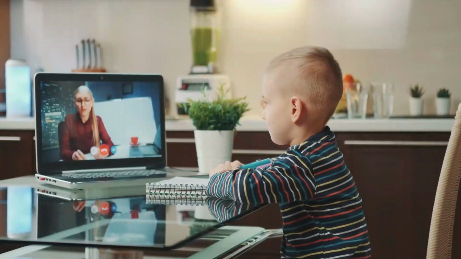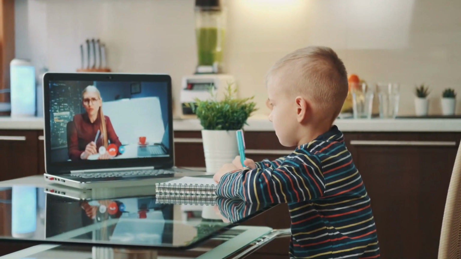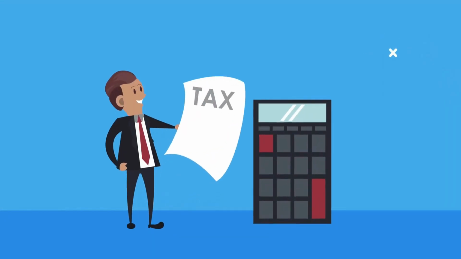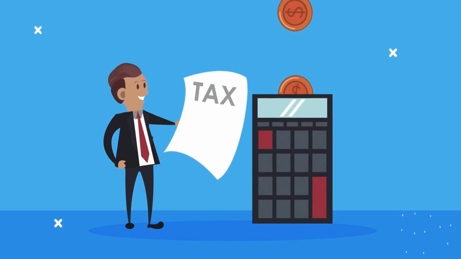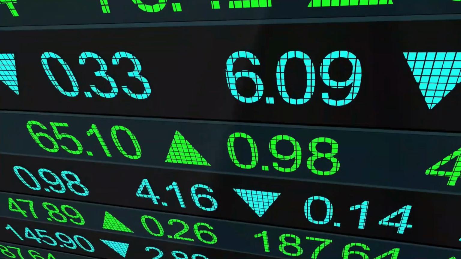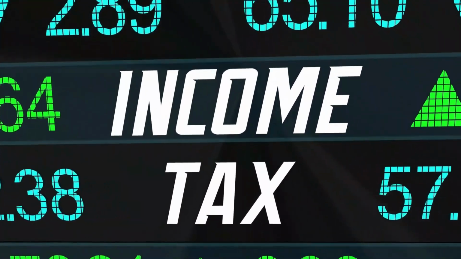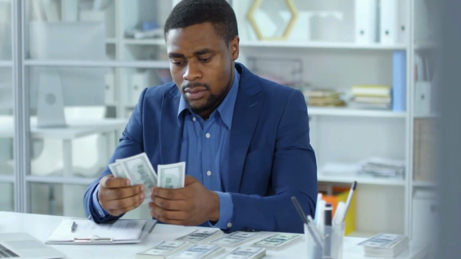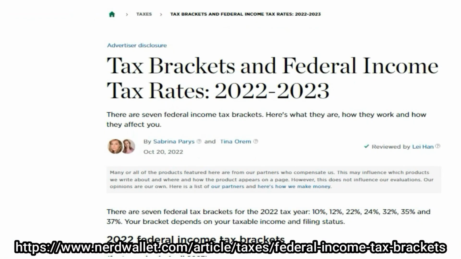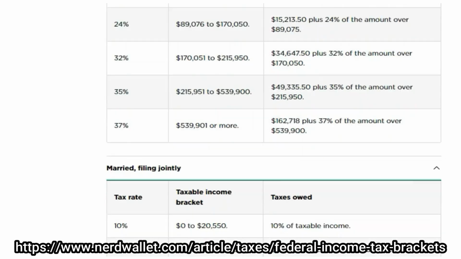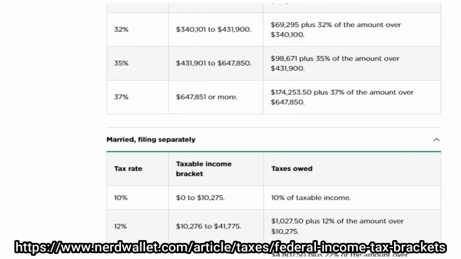As self-employed independent contractors, online teachers pay about 15% of their earnings in taxes for Social Security and Medicare. This is separate from income tax, which is based on your income from the prior year. Your income will determine your taxable income bracket and the amount owed. NerdWallet offers a reference table to help taxpayers understand their bracket and plan accordingly.